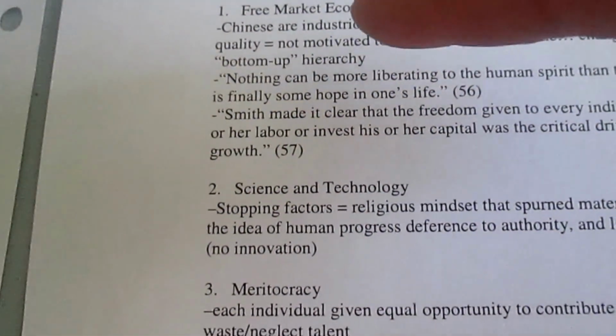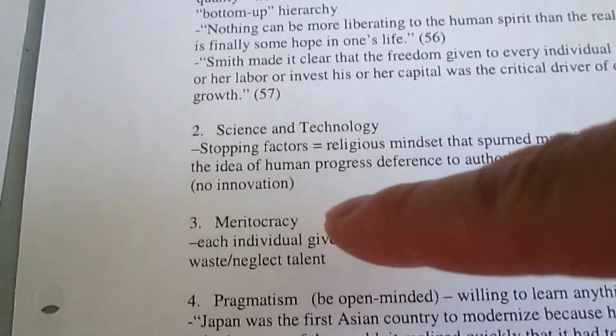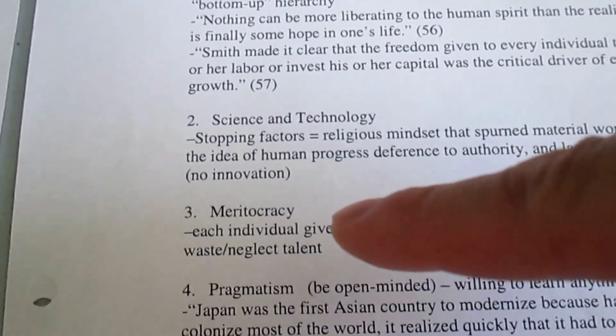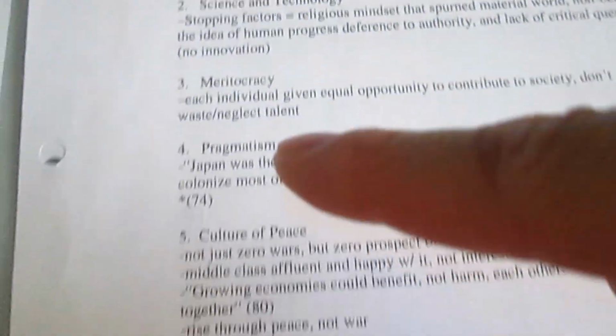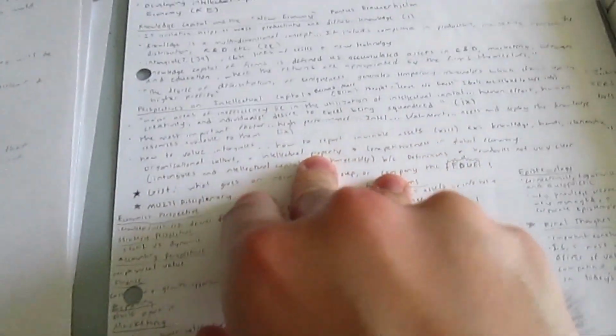Look what I wrote, like free market economics, science and technology, meritocracy, pragmatism. So just some main points, and then start to condense it down even further. Remember the reverse pyramid model, start from broad, become more specific, and then I eventually came up with the layout of how I wanted to write my paper, starting with my main point. And here's just a bunch of notes I've taken.